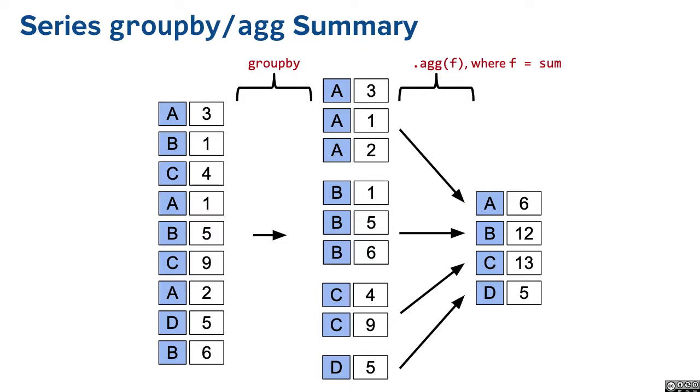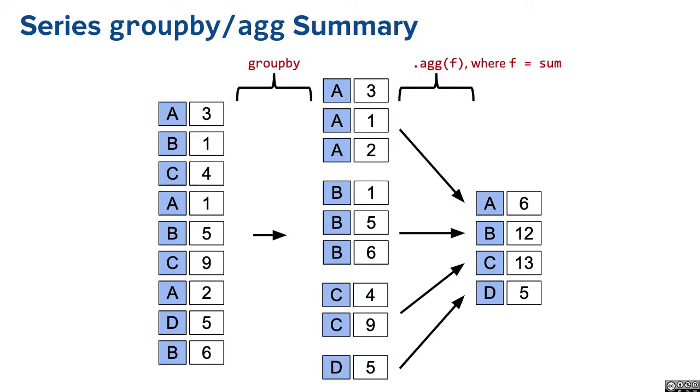And so what we do is the group by operator collects all the A's together, it collects all the B's together, it collects all the C's together. Oh, and I have a laser pointer today. Nice. Okay, so it collects all the A's together, all the B's together, all the C's together, and the D's together. And then when we aggregate each group, what happens is we apply, in this case, a sum function to each group.